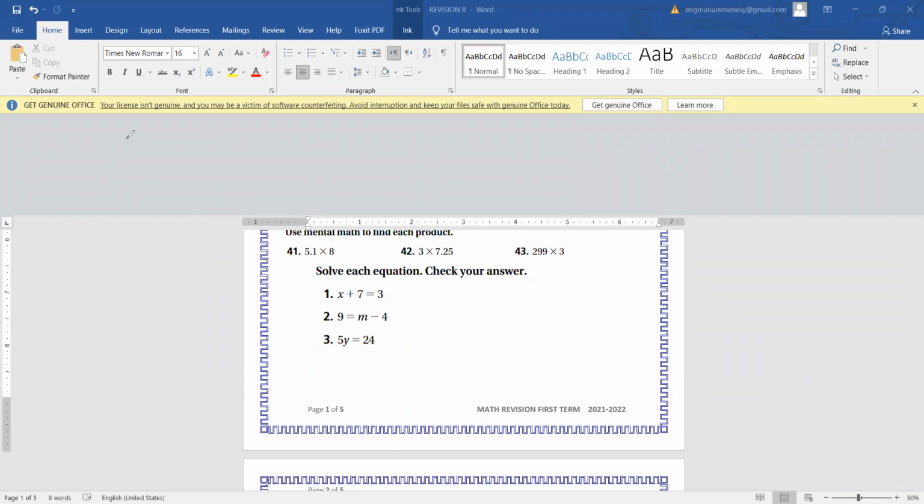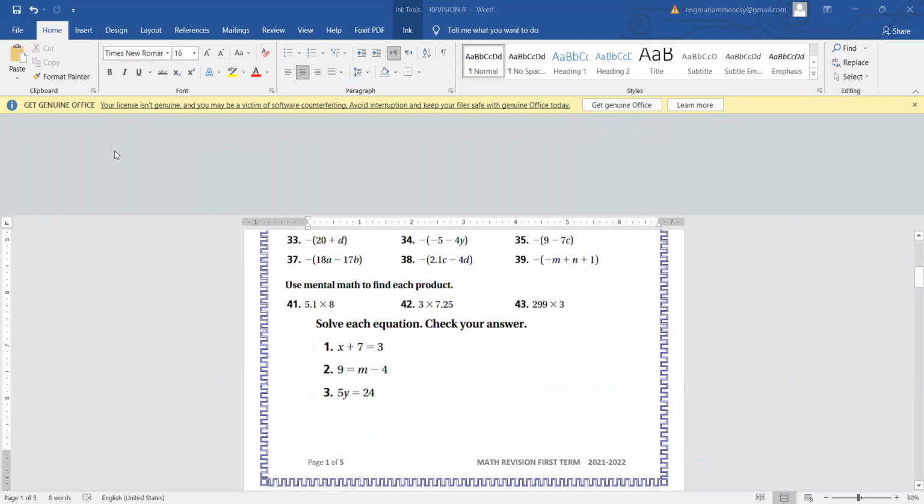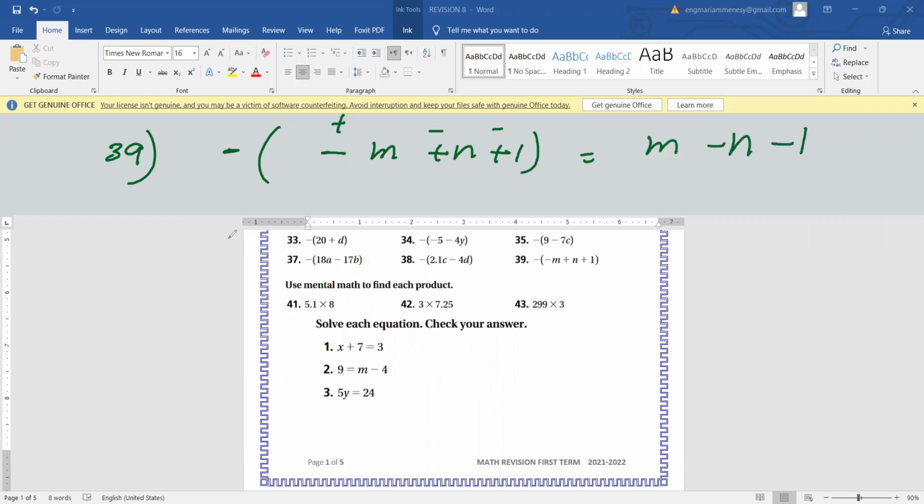Miss, number 39. What about 39? We make it like the other one, the same steps. I'll change all the signs: positive, negative, negative, then positive and negative 1. This is the answer. We will not solve it, because you haven't any equation, my dear. Here we solve because I have an equation, but here I haven't any equation. So only simplify.